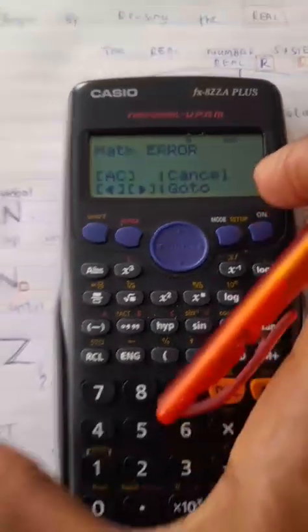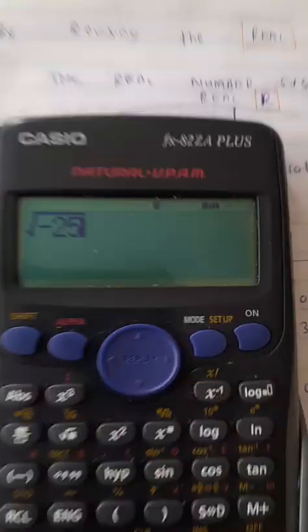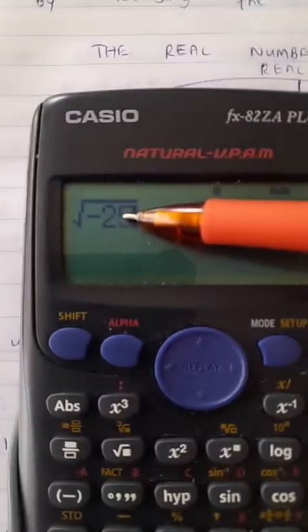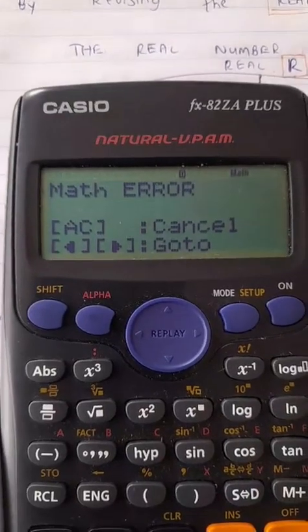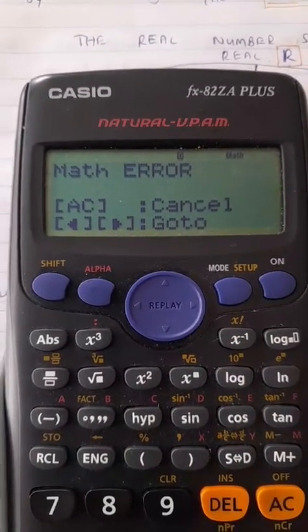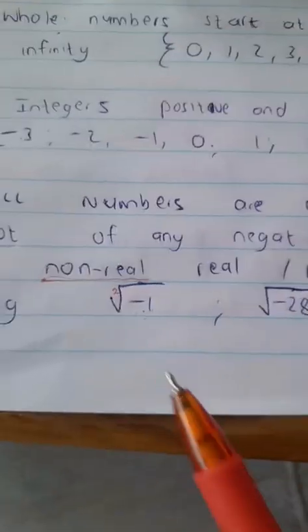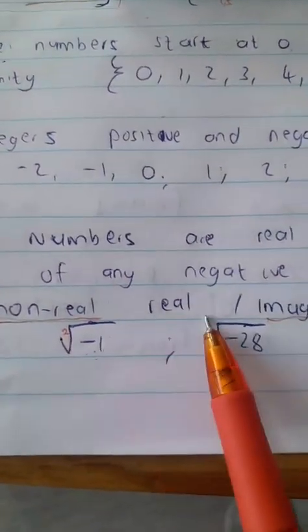Same thing. If you say the square root of -25, because this is a negative number under an even root, you should get a non-real number, which means, there we go, you can see it. Maths error. So this is very important. Any negative number under an even root, you will get a non-real number.